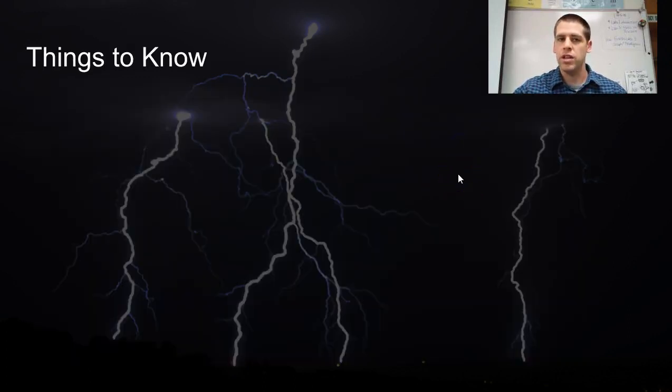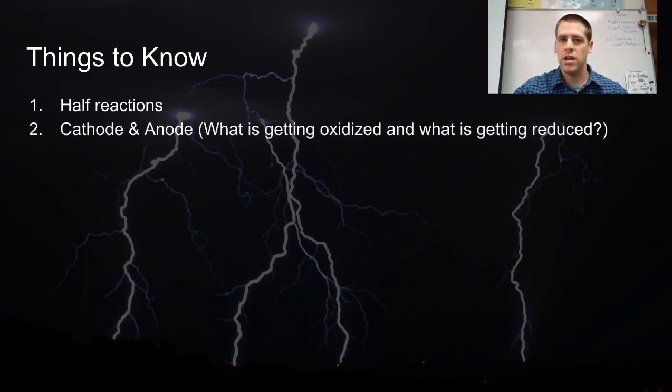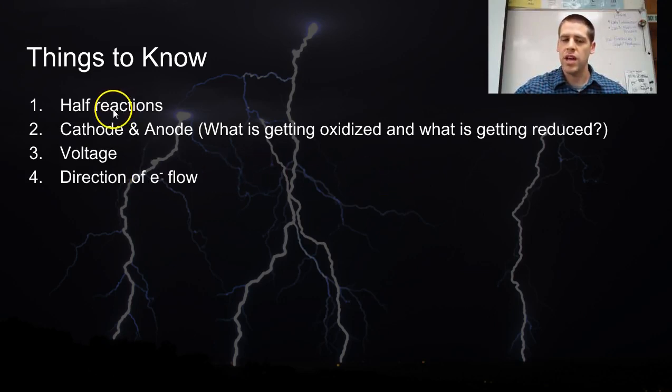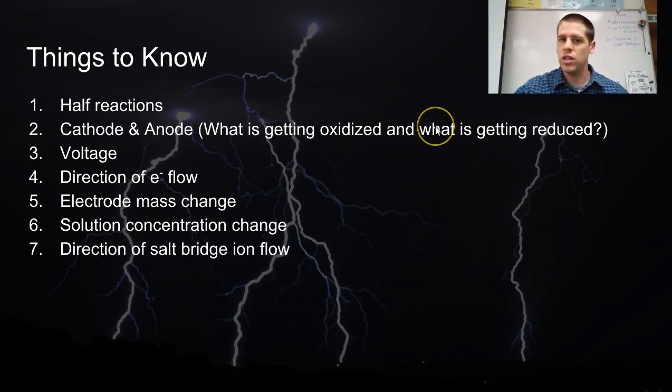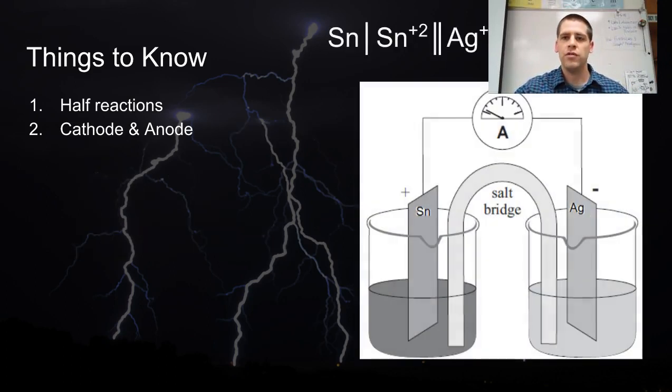So there's multiple things that you need to be able to know and identify. First, you need to figure out the half reactions in any galvanic cell. And with that comes identifying what's the cathode and what's the anode. Essentially what's getting oxidized and what's getting reduced. You should be able to calculate a voltage of the cell and figure out the direction of electron flow. That kind of goes with the half reactions. What's gaining electrons, what's losing electrons. We also need to be able to identify which electrode is gaining mass, which is losing mass, and with that, which solution is increasing in concentration and which is decreasing. And finally, what direction are ions moving in the salt bridge. So these 7 things, if you can do these 7 things on any galvanic cell, then you're good to go. So let's go through an example. We'll take a few of these at a time.